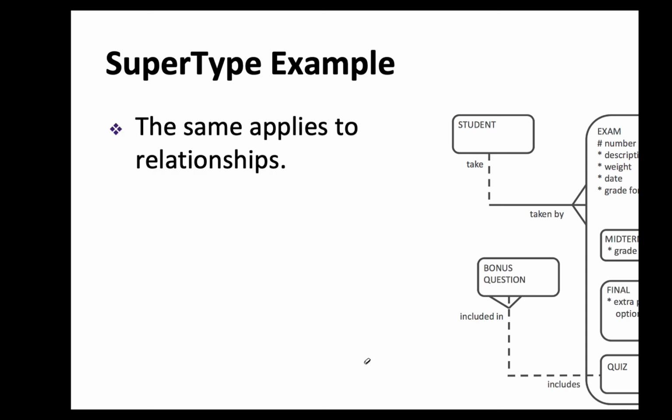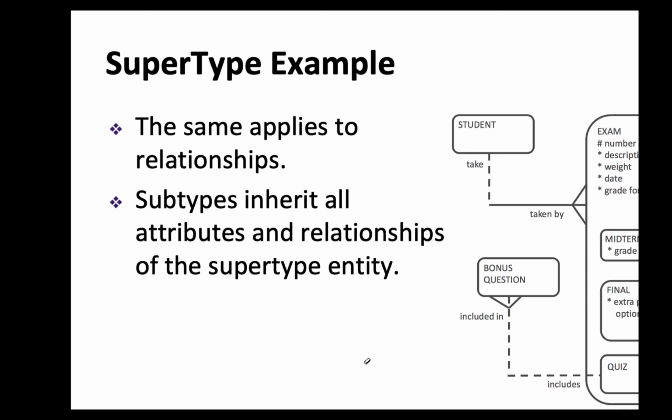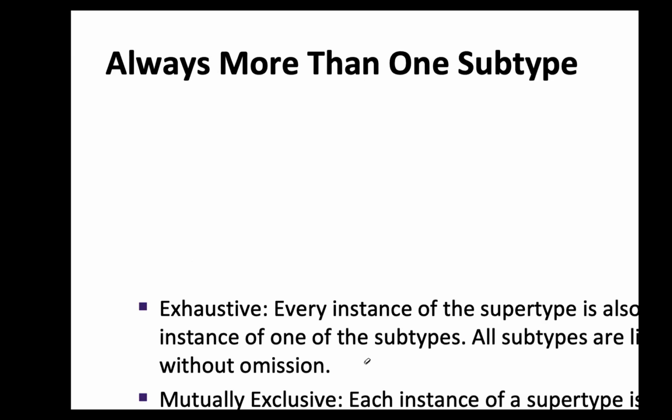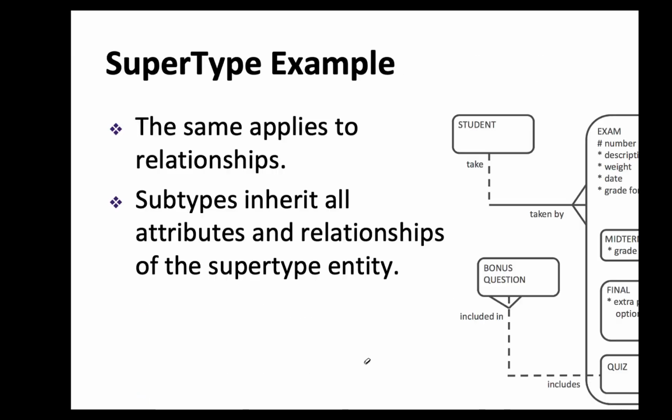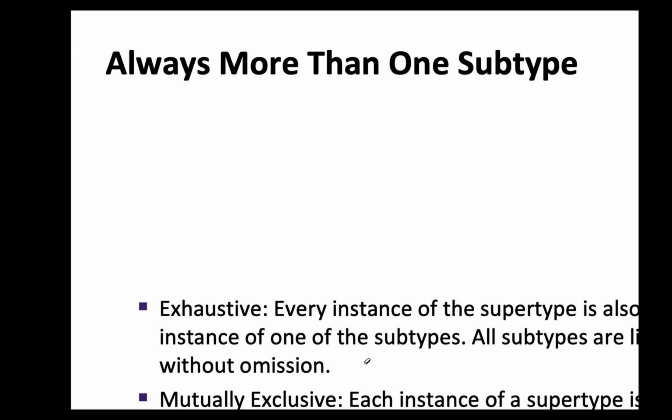So the same applies to relationships. Subtypes inherit all attributes and relationships of the supertype entity. Any question? Okay, so for subtype and supertype we have some other information we can see.